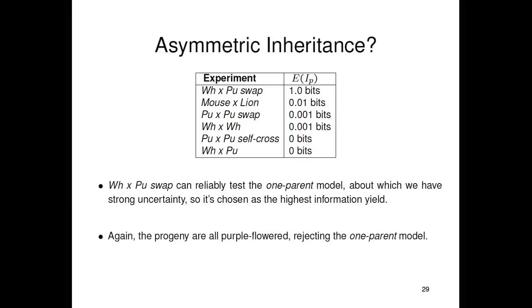So then we have the situation where purple seems to be winning out over WH when we do this cross. So one might propose, for example, that only one parent actually matters for inheritance. Previously, we've always mated things that looked the same, so that issue never arose. But now these sort of swap experiments where, let's say, previously we used white pollen versus purple flowers, maybe now we'll use purple pollen versus white flowers to do the swap. We have uncertainty about this one parent model, and here we have an experiment that actually can test it. So this gets strong information value under the expectation potential information metric. This again yields progeny that are purple flowered, rejecting this asymmetric inheritance model.